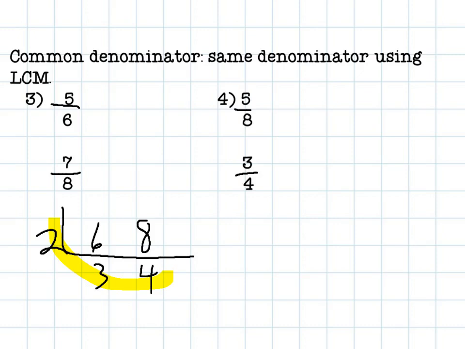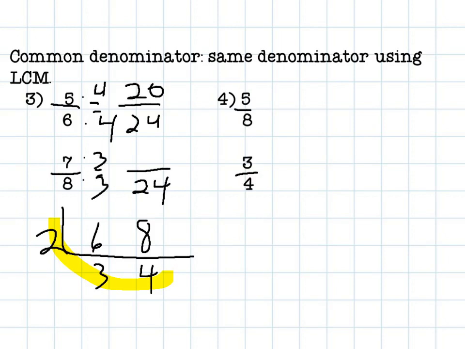So each of the fractions would be set equal to 24. Now, in order to find the numerator, you figure out what you did on the bottom. So 6 times what gives us 24? The answer is 4. So I now do the same thing to the top, and I do 5 times 4, and I get 20. On the bottom, I would do 8 times 3 is 24, so 7 times 3 is 21. So now we have equivalent fractions.